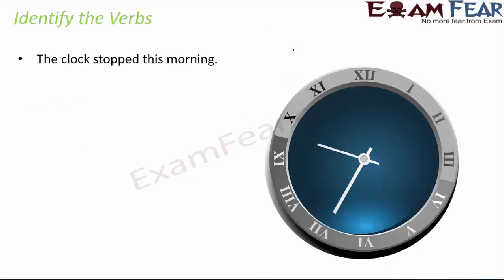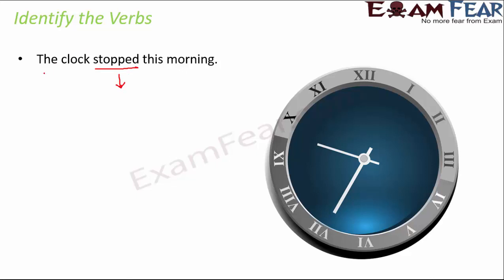So let us try a couple of exercises. We will look at some sentences where we will try to identify the verbs. The clock stopped this morning. So which is the verb here? Which is the word which shows some action? Stopped. So this is the verb. Now whether it is transitive or intransitive, let us see.